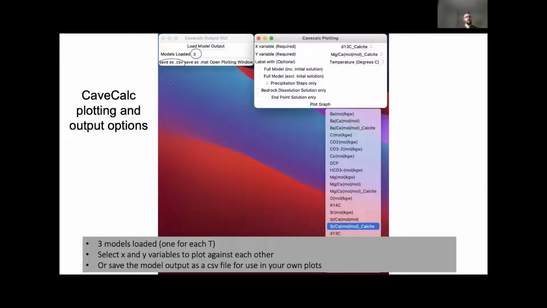An alternative is that if you want to produce your own plots, then you can save the model output either as a comma-separated variable file or as a MATLAB matrix file for producing your own plots.